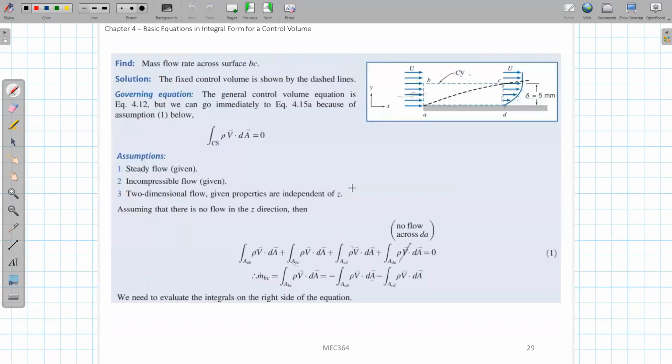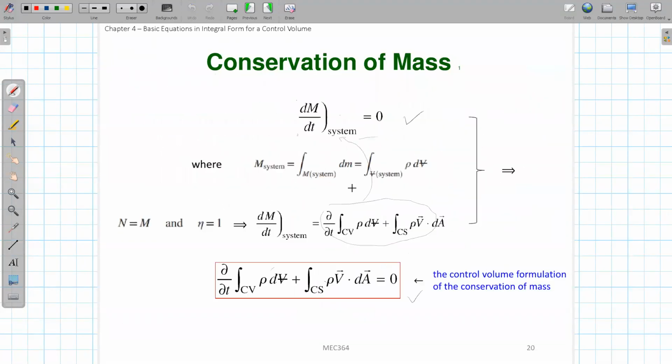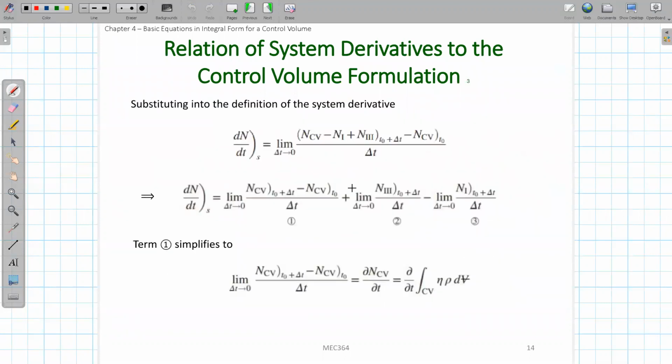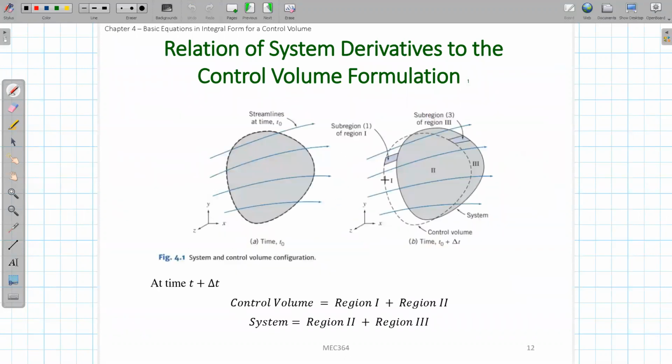We derived this derivative formula based on the sketch we made earlier in the last class. We are using this sketch here, and then we let delta t go to 0. We obtain that correlation between the derivative in the system and the derivative in the control volume.